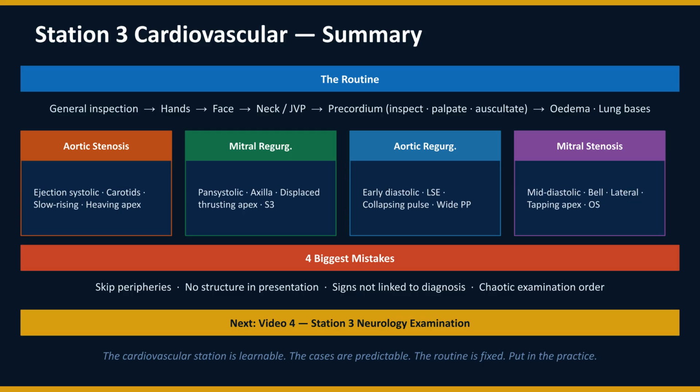Let's bring it all together. The 4 common cases are aortic stenosis: ejection systolic, carotid radiation, slow rising pulse; mitral regurgitation: pansystolic, axilla radiation, displaced thrusting apex; aortic regurgitation: early diastolic at left sternal edge, collapsing pulse; mitral stenosis: mid-diastolic rumble at apex in left lateral position, bell only, tapping undisplaced apex.